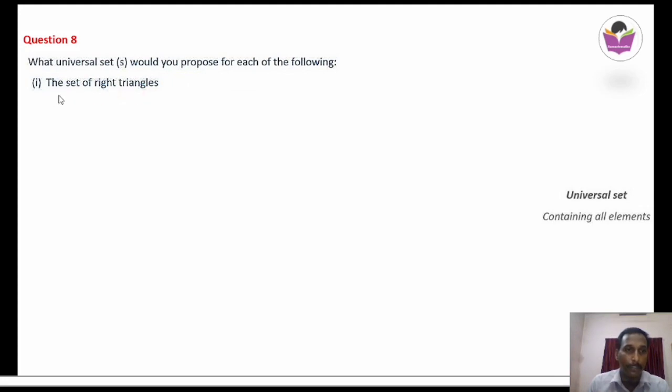So right triangles: a right triangle comes from triangles. A right triangle is a part of, or a type of, triangle. So the universal set we can write as the set of all triangles. Or else the set of all two-dimensional shapes, that also, because the right triangles come from there. Or else we can say it is types of polygons, the set of polygons, which can also be considered as a universal set of this one, because a right triangle is a polygon as well. So any three you can just choose.